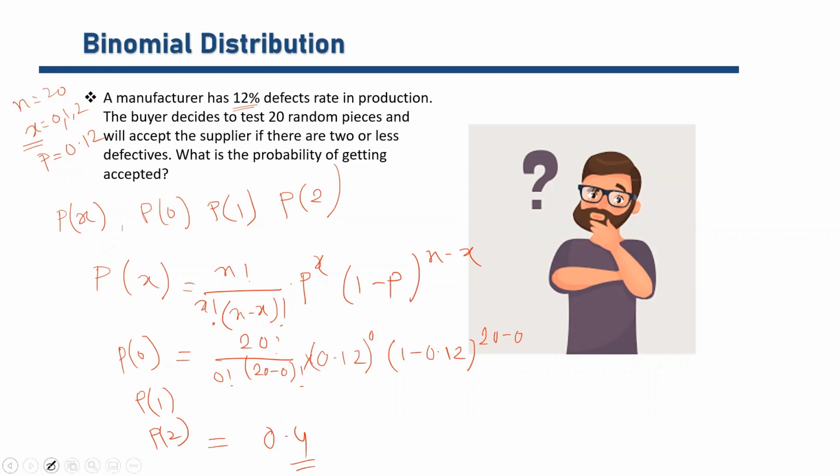Once you get all the P values, P of 0, P of 1, and P of 2, what you'll do is P of 0 plus P of 1 plus P of 2, and it will give you some value, say 0.4, for example.